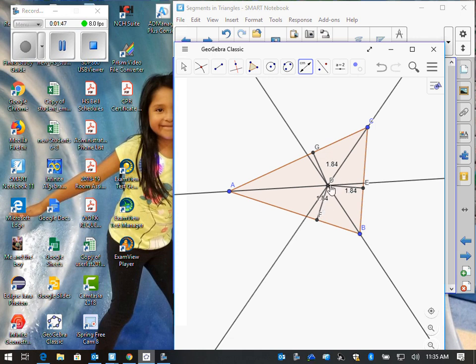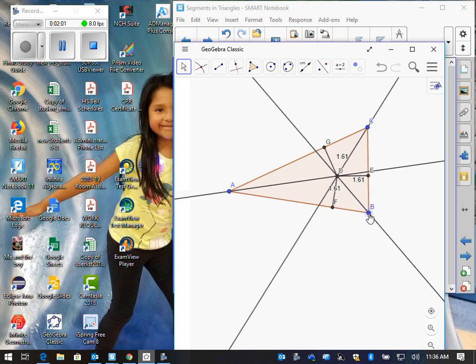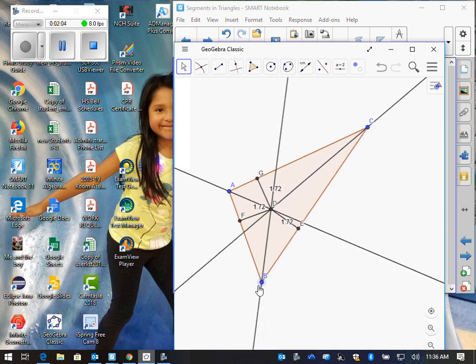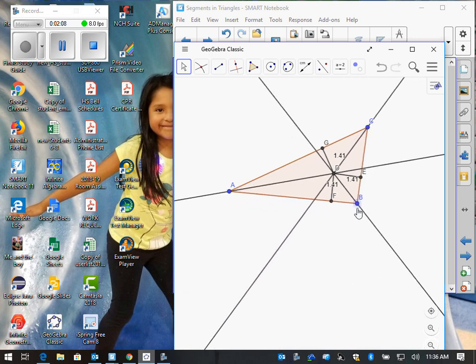Now, unlike the circumcenter, it's not necessarily the same distance to all three vertices. You can see the distance from point D to A is much longer than from D to C at this point. But that distance to the sides will always stay the same, no matter what the triangle looks like. And even in an obtuse triangle, the incenter is always on the inside of the triangle.